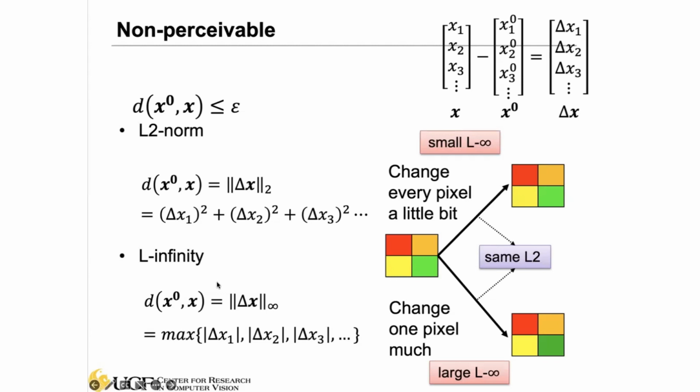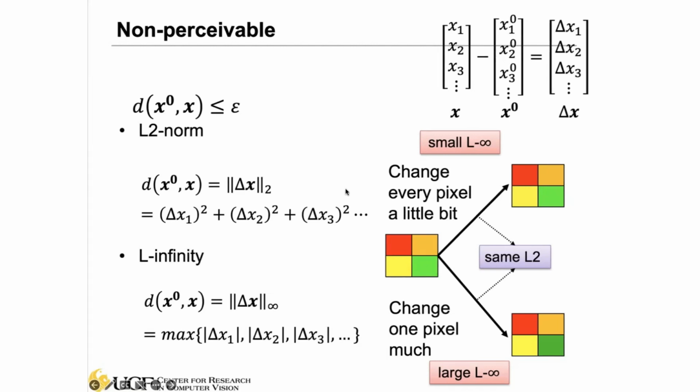But if we compute L infinity, right? In this case, the L infinity is going to be 1/2, using this equation here. So here in this case, we're adding 1/2 to every pixel, so the L infinity is going to be 1/2. But for this particular case, we're adding 1 to this green pixel. We have a larger L infinity, which is 1.